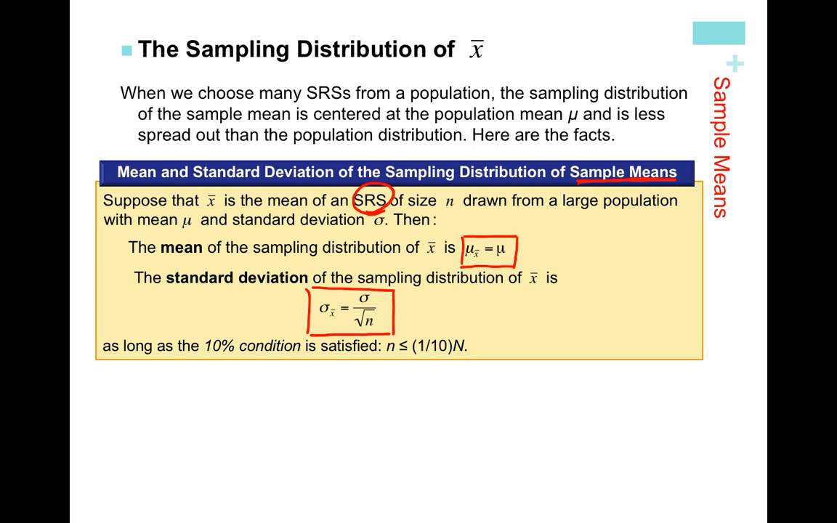As far as the standard deviation goes, just as a reminder, if we're sampling without replacement, things are not truly independent. So we need to check to make sure that our sample size is small enough relative to the population size. So this is that 10% condition here. So here we can kind of think of this as our pseudo-independence clause, because when we're sampling without replacement, it's not truly independent.